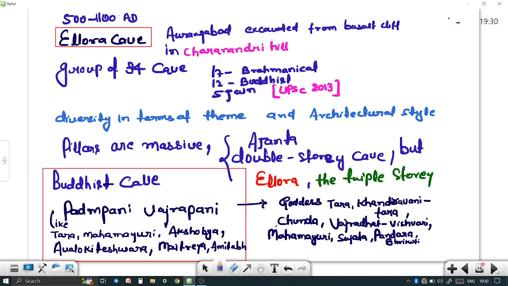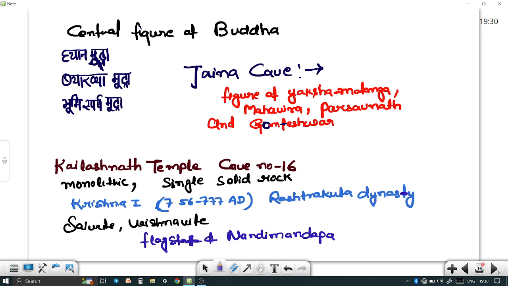Now, Buddhist caves represent goddesses by way of carved images of Tara and Khadiravani Tara, Chunda, Vajradhatvishvari, Mahamayuri, Sujata, Pandara, Bhrikuti. These are the goddesses represented in this way. Now we have discussed all the mudras of the Buddha. Now Jain caves: here 5 Jain caves are also there, having figures of Yaksha Matanga, Mahavira, Parshvanath and Gomateshwara.